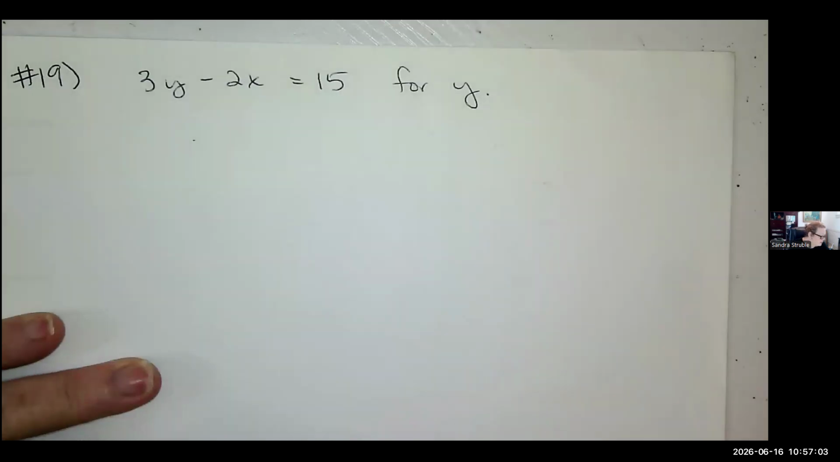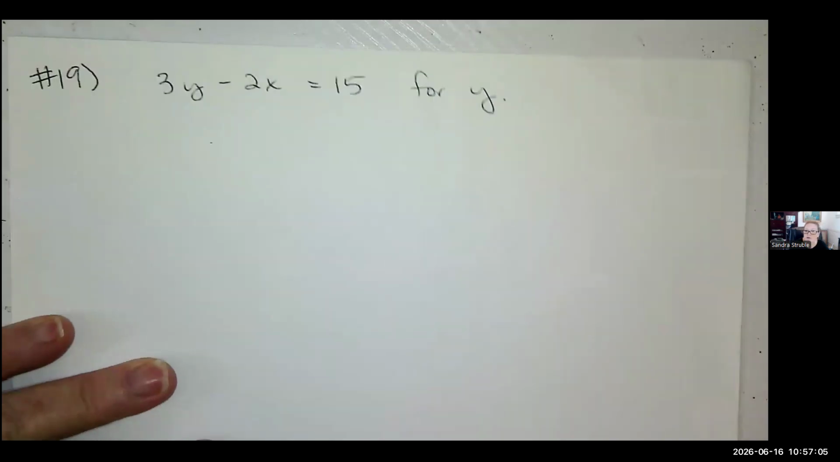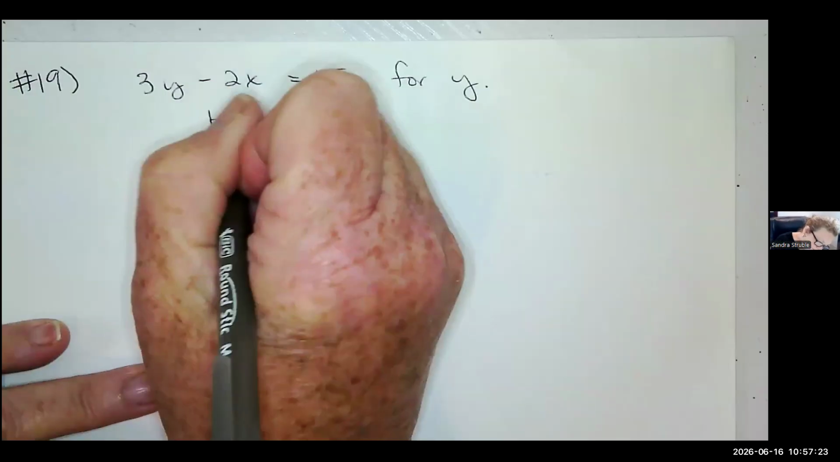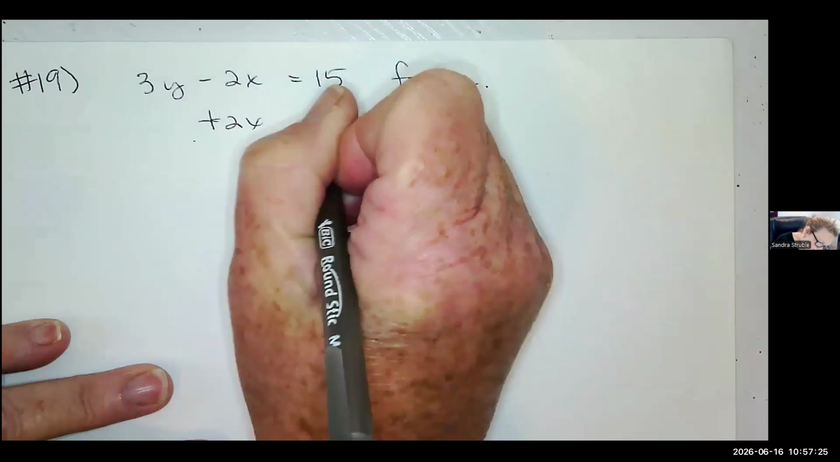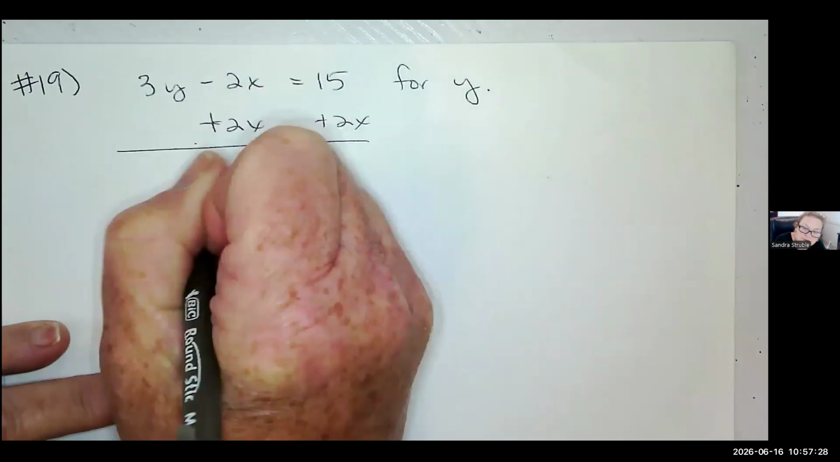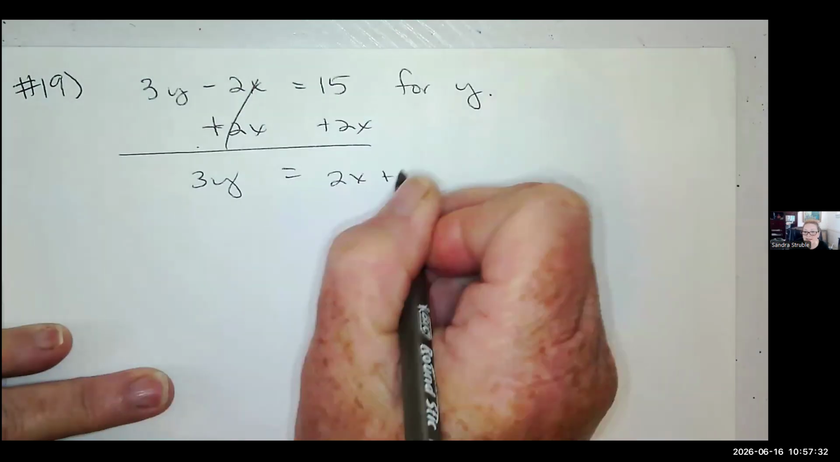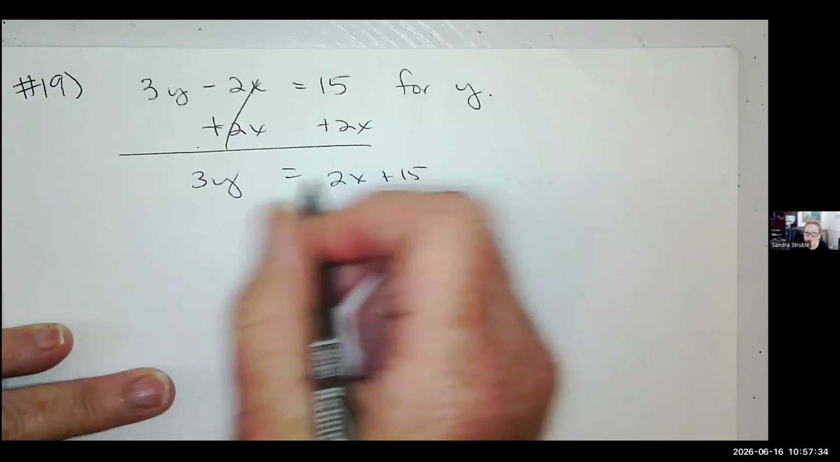Okay, for number 19, it says to solve for the indicated variable, we're going to solve for y. Oh, goodness. It's up here. So we need to solve for y. We've got 2x attached by subtraction and 3 by multiplication. We have to start with the negative 2x. So I'm going to add 2x to both sides of the equal sign. You can't combine these. They're not like terms. So just 2x plus 15 or 15 plus 2x. And then the last step is to divide both sides of the equal sign by 3.